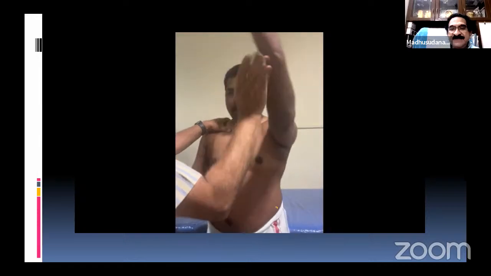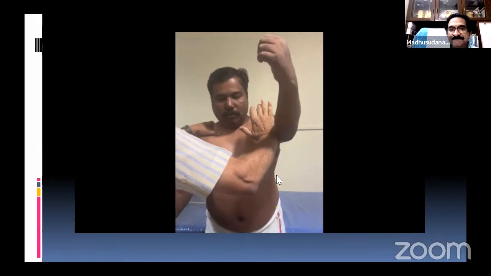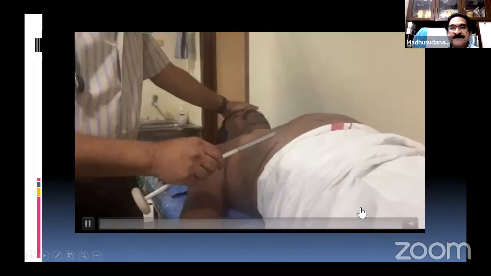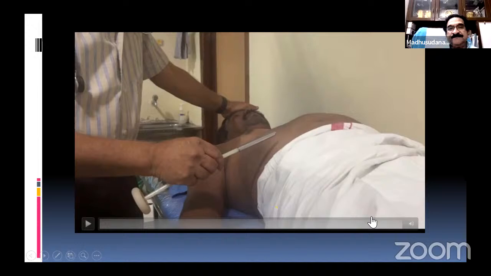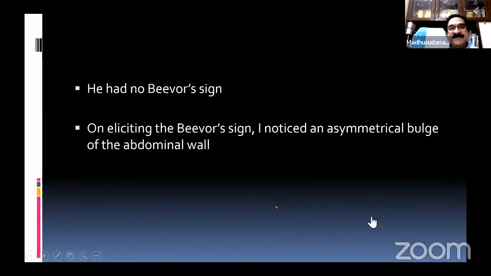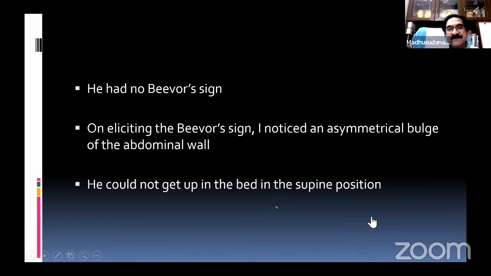Examine the pectoralis major, that is normal. So his only muscle weakness was of the abdominal muscles, which is asymmetrical; he cannot get up from the supine position, and there was only one scapular hump with a little weakness of the trapezius. No Beevor's sign. So I note the asymmetry of the abdominal wall, he cannot get up from the lying position.